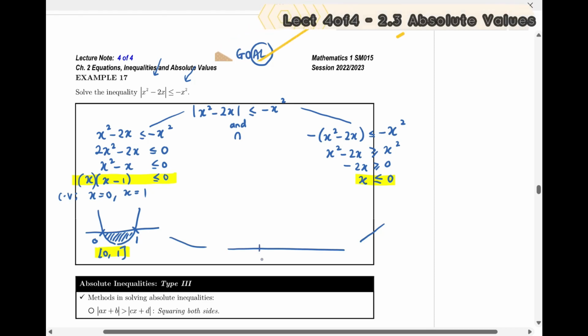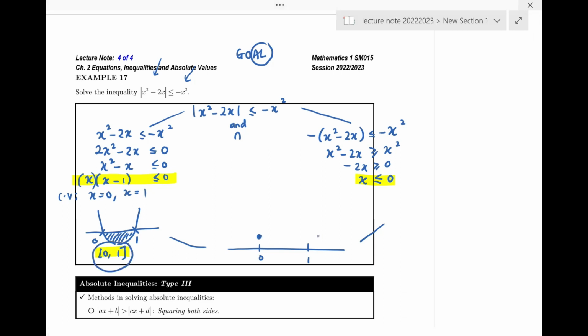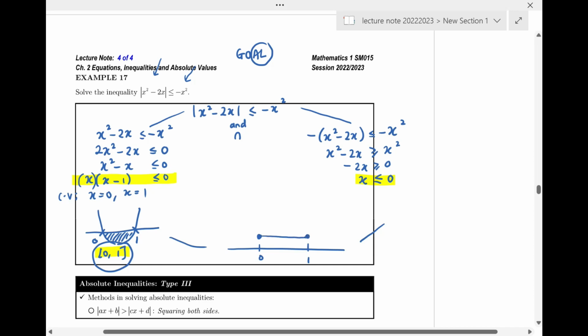Okay, so now we combine these two answers using the number line. So we have 0 and 1. For the first one here, we draw it from 0 up till 1, closed. And then the other one is less than 0.